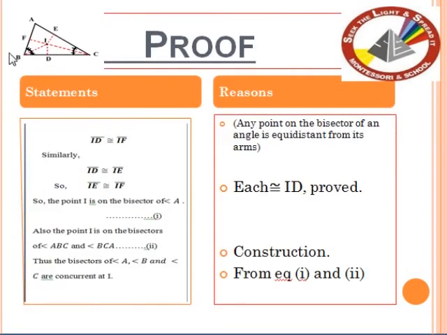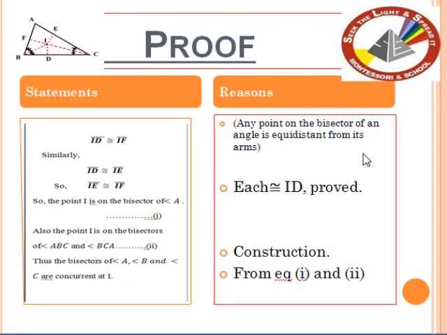And now the next and most important part of the theorem is writing its proof. In writing the proof of a theorem, we always make two columns. First column is for writing the statements, and second column is for writing the reasons. In the first statement, you can see that we have written ID is congruent to IF. This line segment ID is congruent to this line segment IF, because they are sharing a common point, that is I, and this point I is on the bisector of angle B.